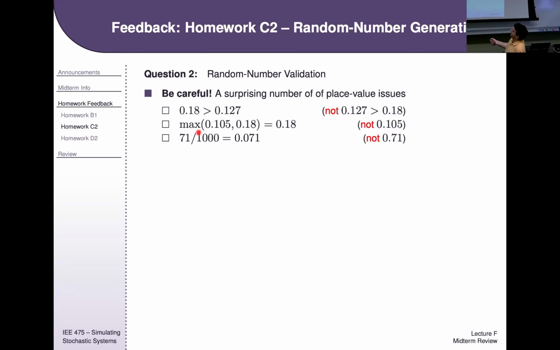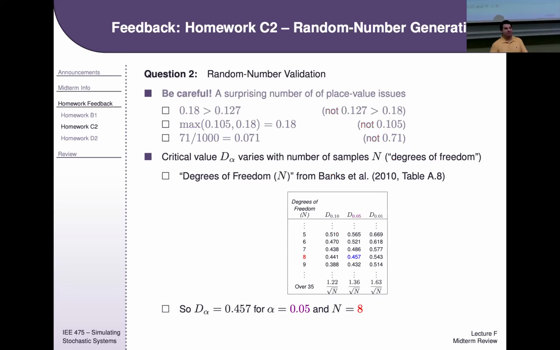Likewise, this is another big one. If the modulus is 1,000, make sure you've got enough zeros. So if you just happen to get an X3 value of 71 and the modulus is 1,000 and you want to generate your R3 value, then remember it's not 0.71, it's 0.071. Again, it happens a lot, more than you might think.